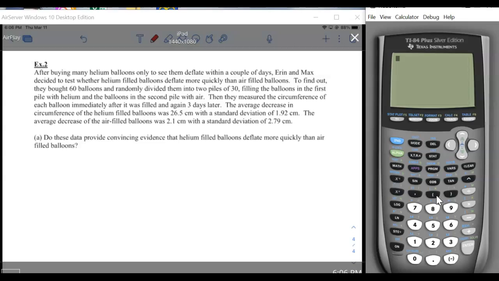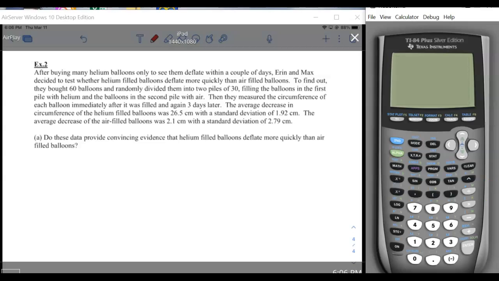The average decrease in the circumference of the helium-filled balloons was 26.5 centimeters with a standard deviation of 1.92, and the average decrease of air-filled balloons was only 2.1 centimeters with a standard deviation of about 2.79. So it definitely looks like when they're deflating, if they started out, these are just regular balloons, they're not Mylar balloons, they're just the regular ones, that if they're filled with helium, they are going to deflate a lot faster, right? So do these data provide convincing evidence that helium-filled balloons deflate more quickly than air-filled balloons?